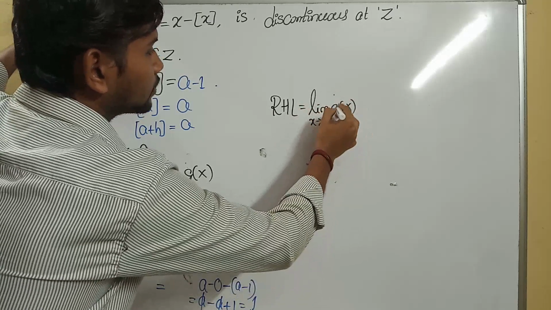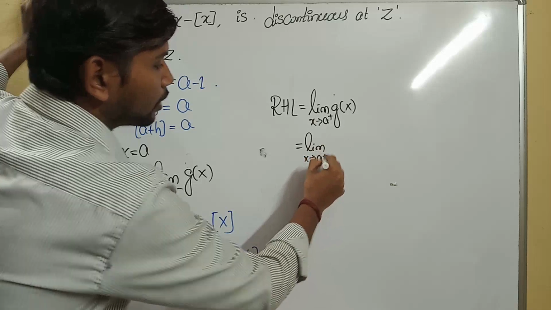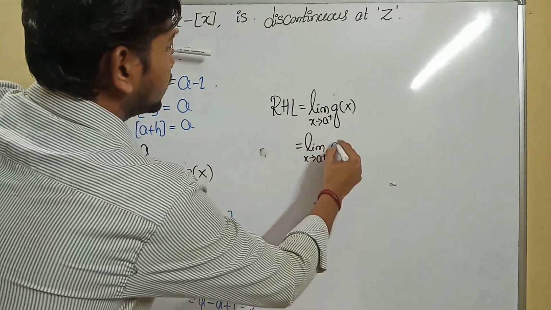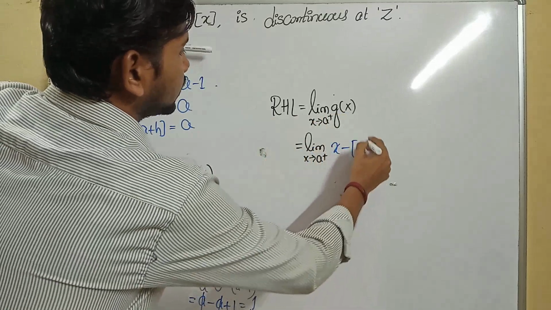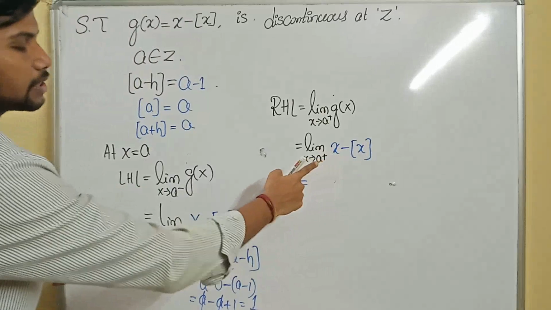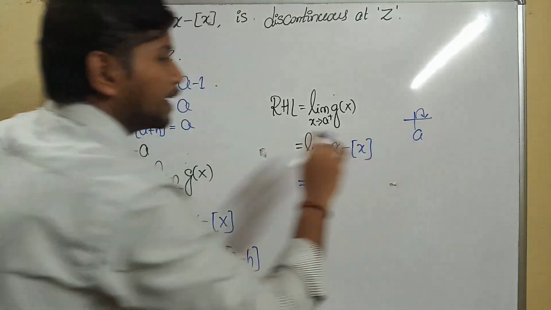It is not f of x, g of x. Limit as x extending to a plus. Okay, same function I'd like to define for g of x: x minus greatest integer function x. Got it? It will be x replaced by a plus, which means the right part of a.